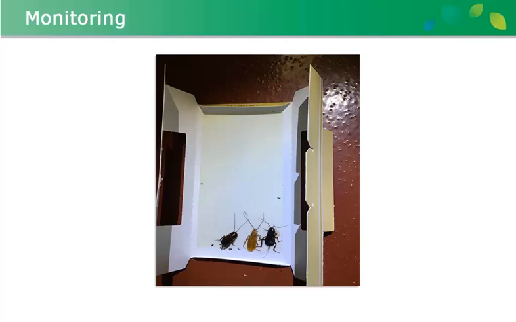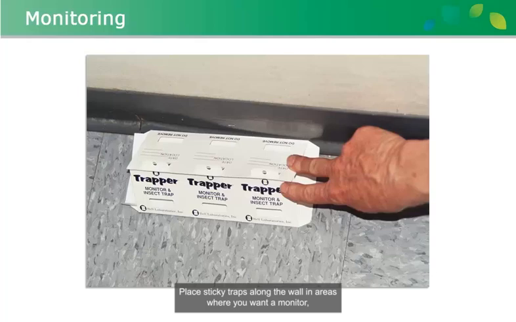Place sticky traps along the wall in areas where you want to monitor, such as food storage areas and under sinks and areas where you might have had an infestation before. Check traps frequently.